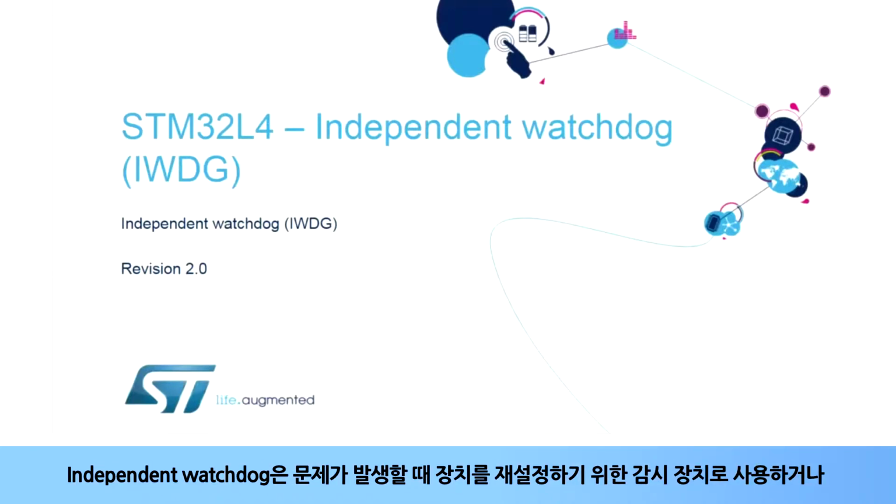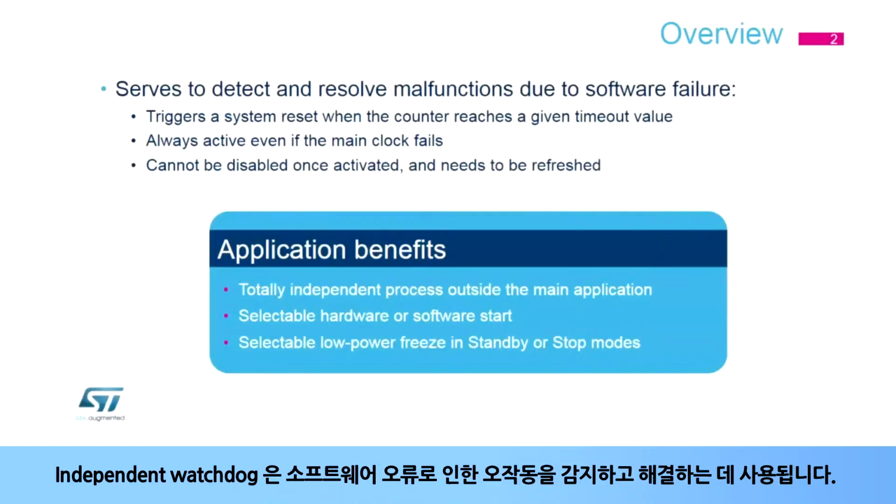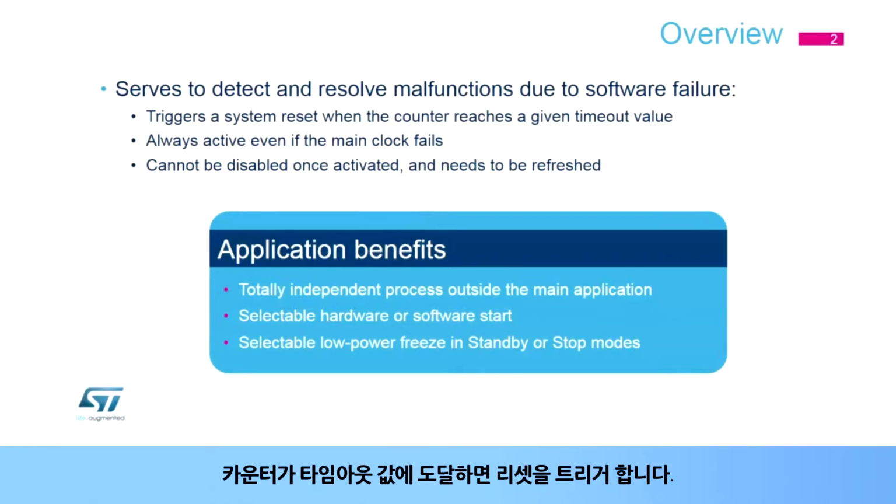It covers the main features of this peripheral, which can be used either as a watchdog to reset the device when a problem occurs, or as a free-running timer for application timeout management. The Independent Watchdog is used to detect and resolve malfunctions due to software failure. It triggers a reset sequence when the counter reaches the timeout value.